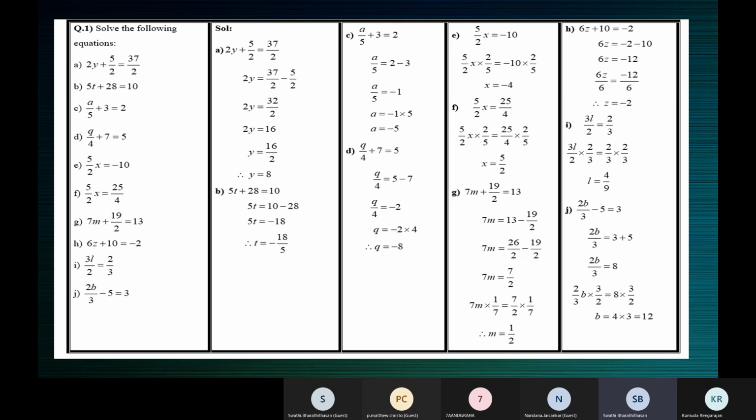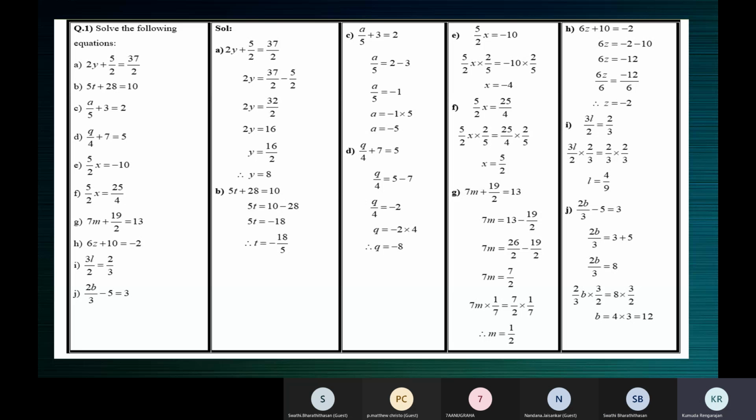To separate the 6 from the z, we have to divide negative 12 by 6, ma'am. Here one number is negative and one number is positive, ma'am. So negative divided by positive is equal to negative, ma'am. So negative 12 divided by 6 is equal to negative 2, ma'am. Here the 6 will disappear, ma'am. So z is equal to negative 2, ma'am. Perfect. Okay, Swati. Good.